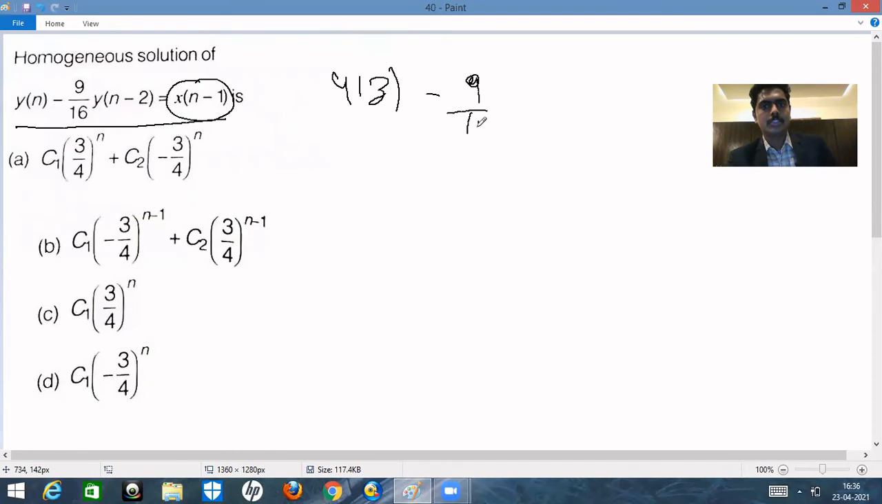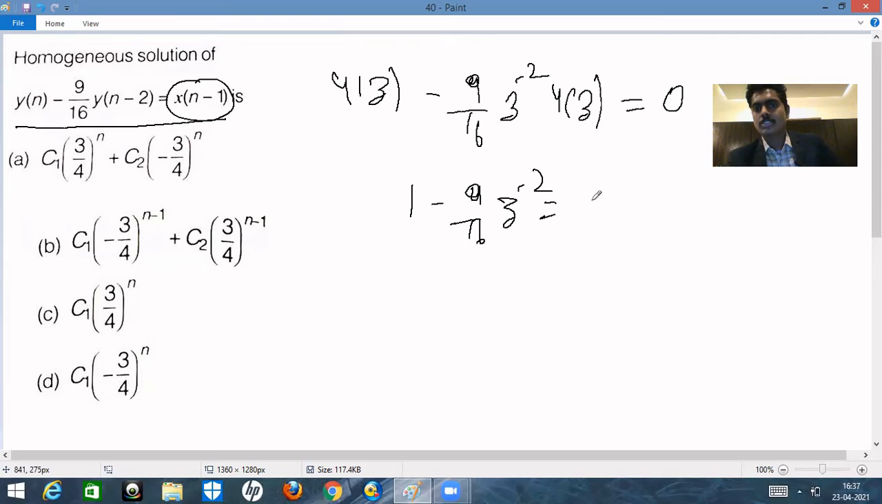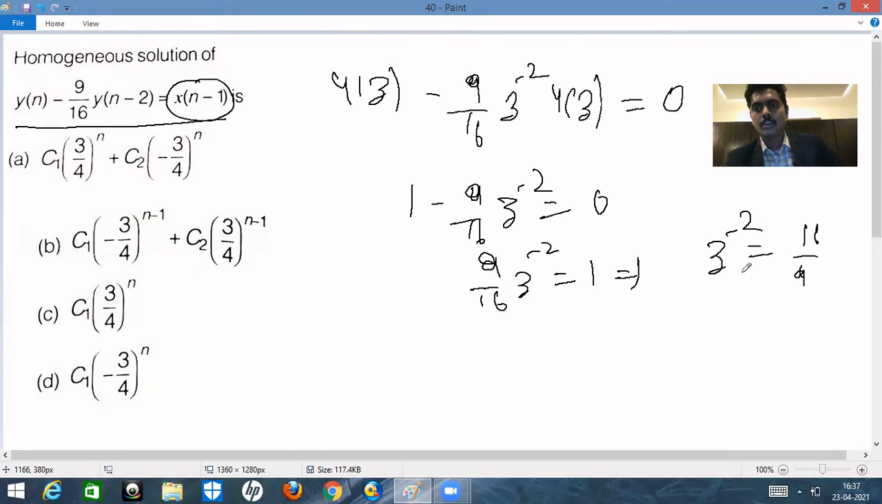minus 9 by 16 into z power minus 2 into y of z, you will get is equal to how much? 0, right? So what is the auxiliary equation? You will get 1 minus 9 by 16 into z power minus 2 is equal to 0. So therefore 9 by 16 into z power minus 2 is equal to 1. So that implies z power minus 2 is equal to 16 by 9. So from that, z square is equal to 9 upon 16. So therefore z is equal to plus or minus 3 by 4.